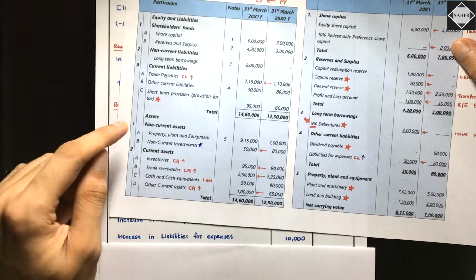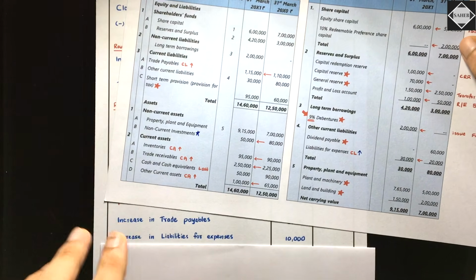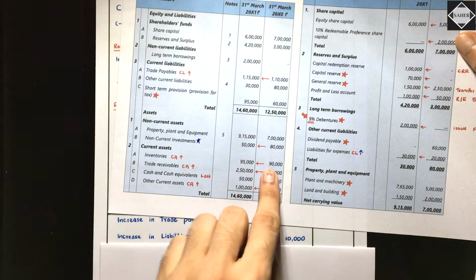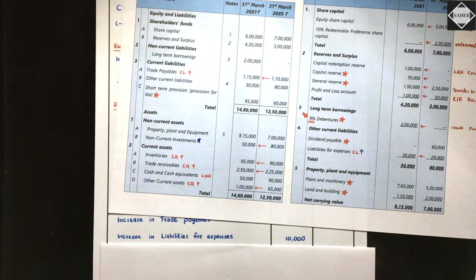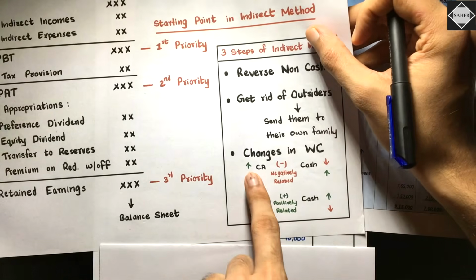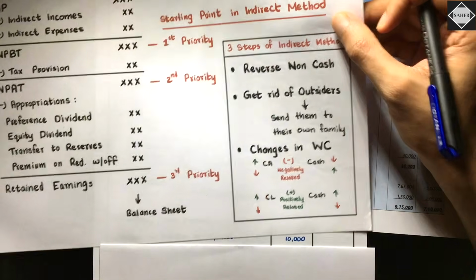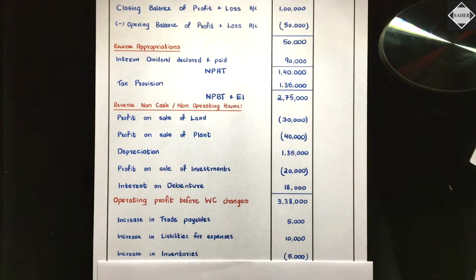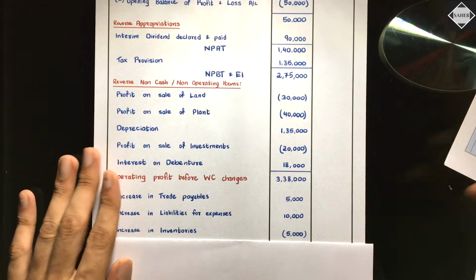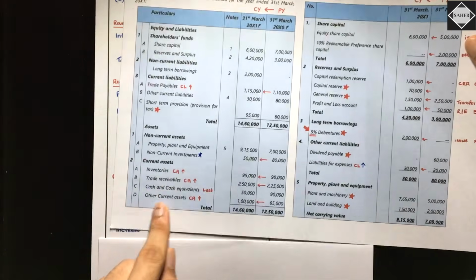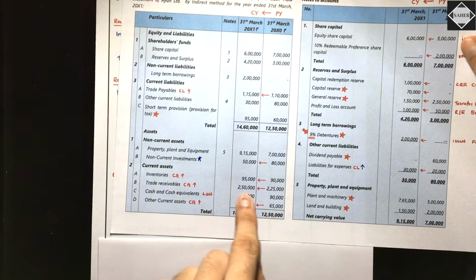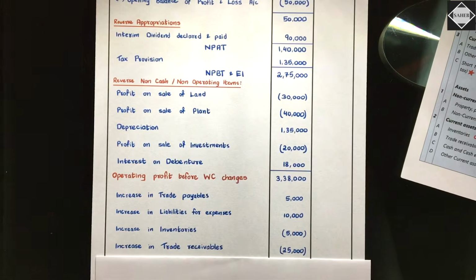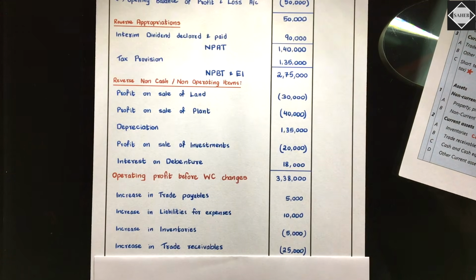Next, we have to look into current assets. For working capital changes, we have to see current assets, right? So we have inventories, which are increasing by 5,000. Current assets are negatively related with cash. If they are increasing, you have to subtract because there is a negative impact on cash. That's our trick. So increase in inventories, you will subtract. Is it clear? Next, we have trade receivables, a current asset, which has increased from 225 to 250, so a 25,000 increase. Again the same logic: increase in trade receivables, you will subtract this as well.